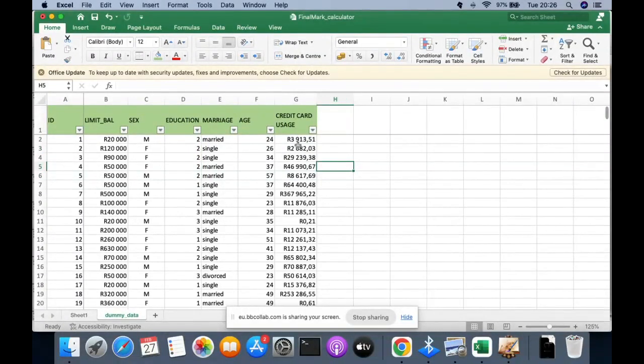So there are 2 columns here. I would actually say there are 3 columns that are quantitative. It's your limit balance, because if I get an average for this, it would make sense. It'll also make sense if I took an average age.